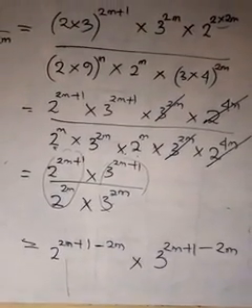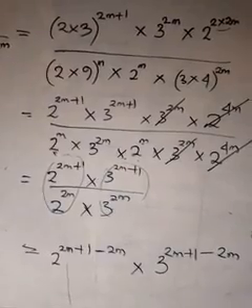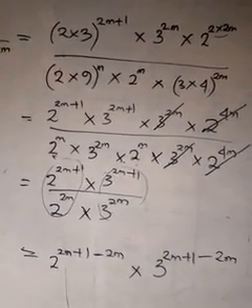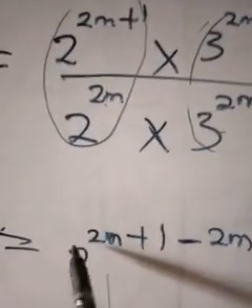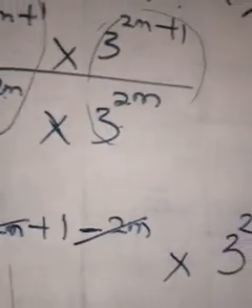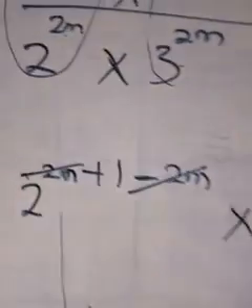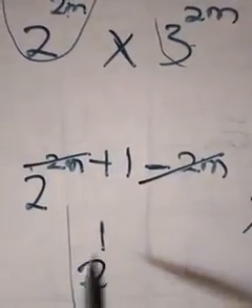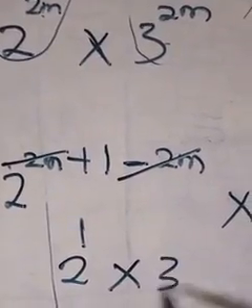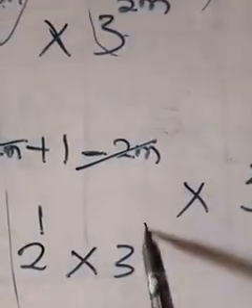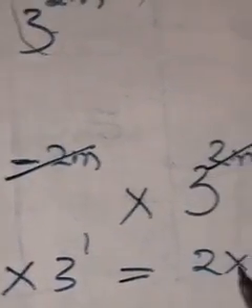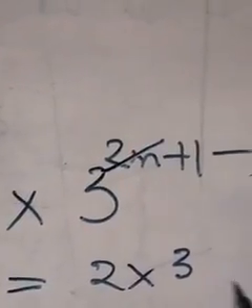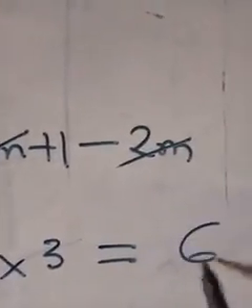Now as it is now, from 2 raised to power 2m plus 1 minus 2m, 2m can cancel minus 2m. So here we come like this. We remove 2m, cancels this. This 2m, remove this 2m. We are left with 2 raised to power 1 multiplied by 3 raised to power 1. This is what we are left with. So our answer will now be 2 times 3. So the final answer is 6.